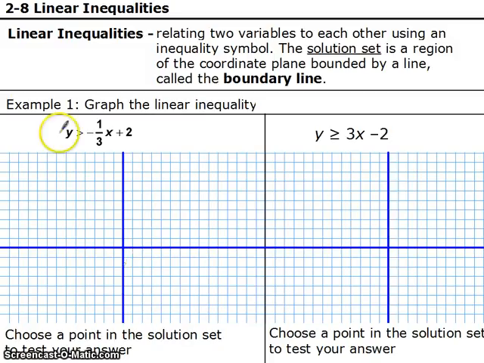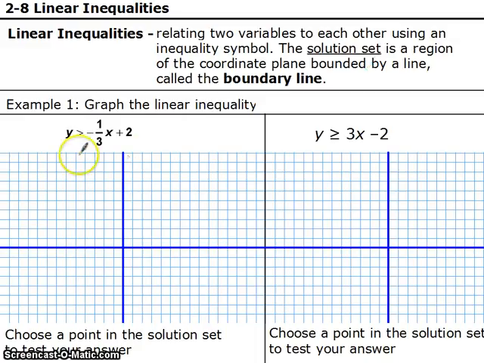All right, so you can write down the definition of a linear inequality. It just relates two variables, x and y, to each other using an inequality symbol. It's our greater thans and less thans. The solution set is a whole set of numbers. It's not just one single value. The solution set is a region of the coordinate plane bounded by a line called the boundary line.